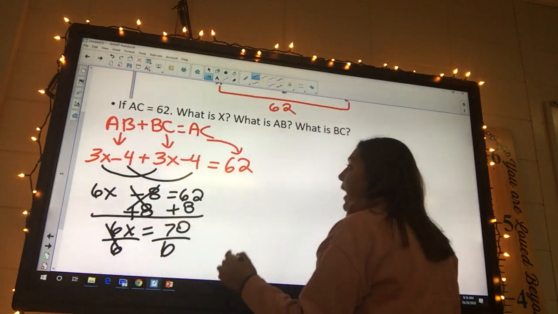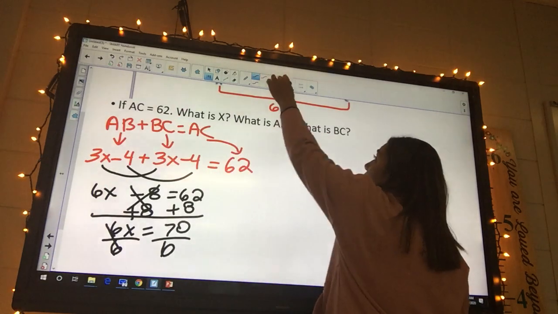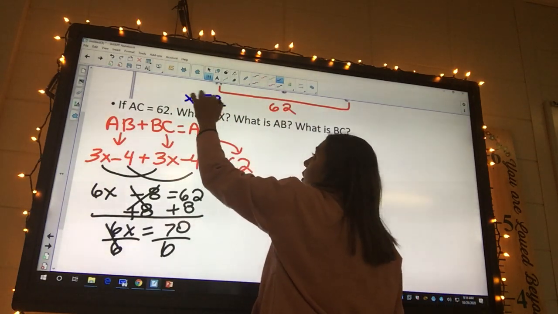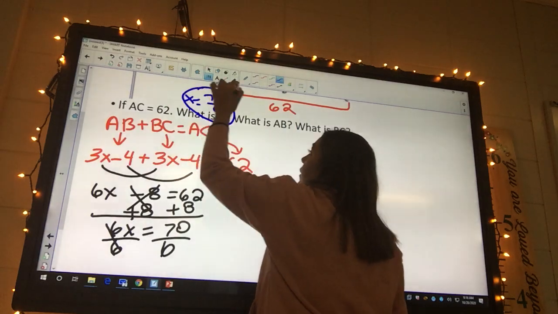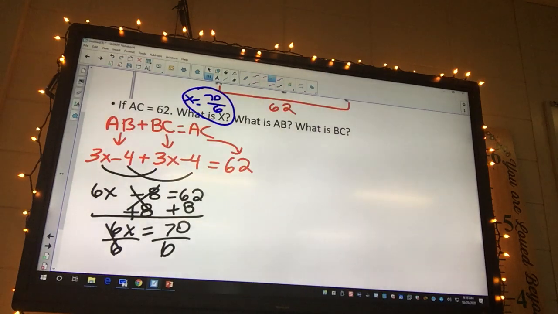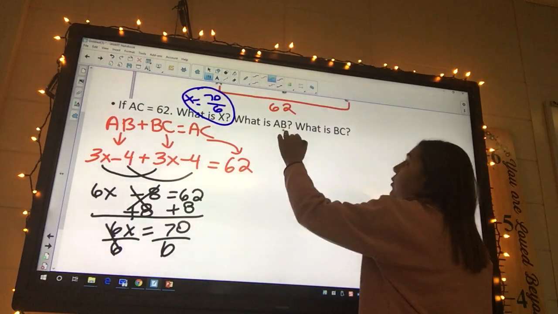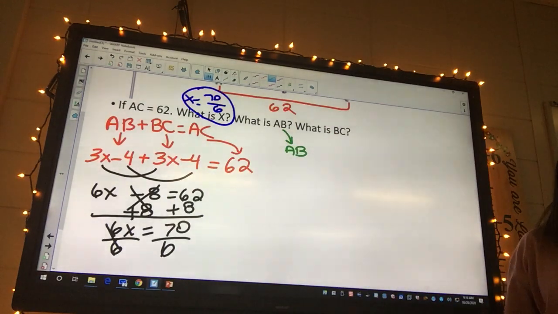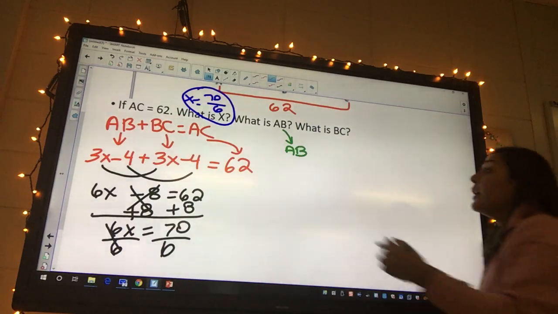Okay, so my x is going to equal, so when it says what is x, make sure you write it somewhere up here. X equals 70 over 6. Okay, now they want to say, well, what is AB? That's our next question. What's AB? It's given in the problem. Look at your paper, not mine, because you can't even see it. 3x minus 4.